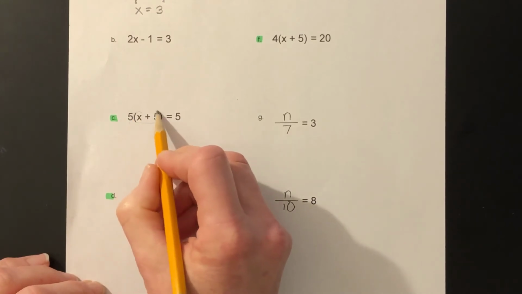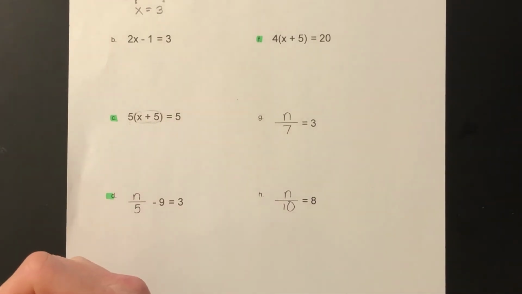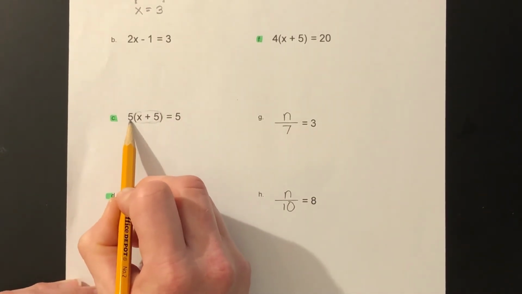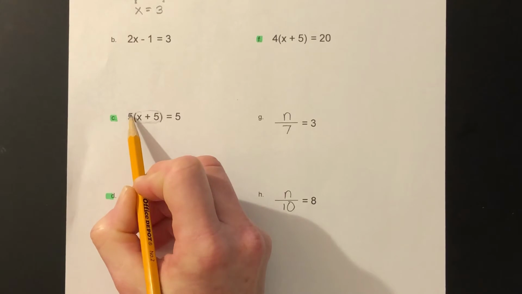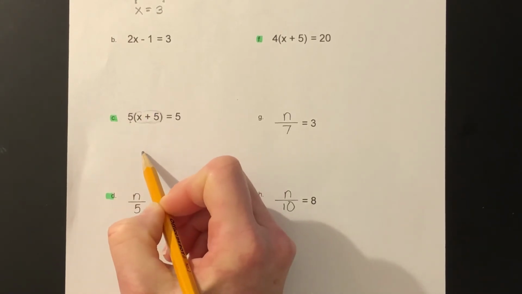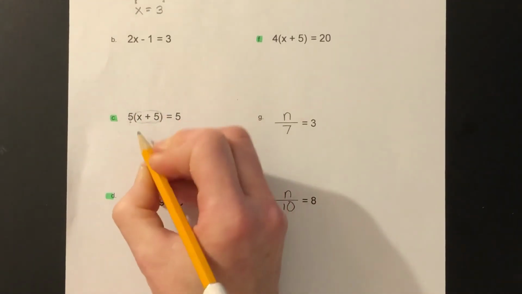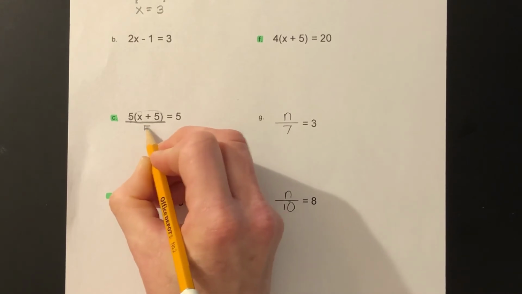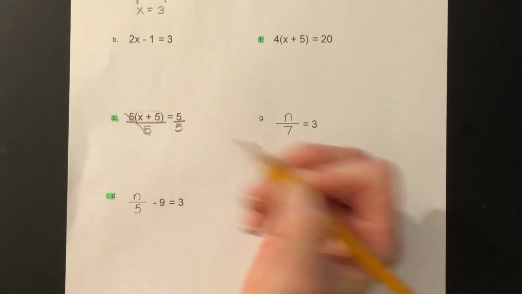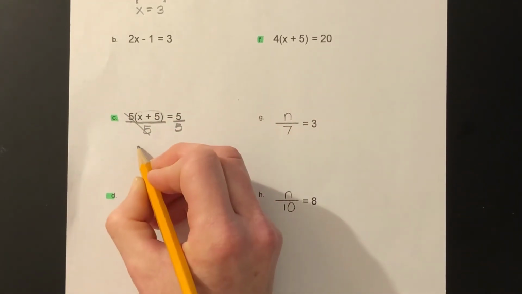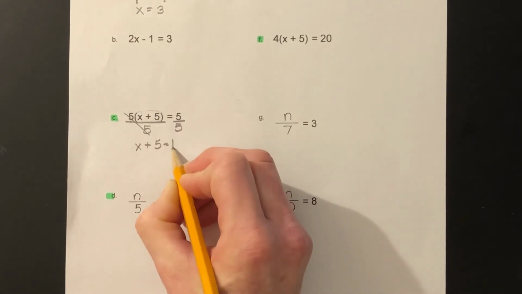You have all of this in parentheses. All of this is multiplied by 5. We could actually get rid of that 5 right there. How would you do that? Well, right now, we're multiplying 5 times all of this. But if we divided all of this by 5, we'd get rid of that 5. So let's see how this works. Divide by 5, divide by 5. When we do that, that cancels out, and we're left with x plus 5 equals 1.